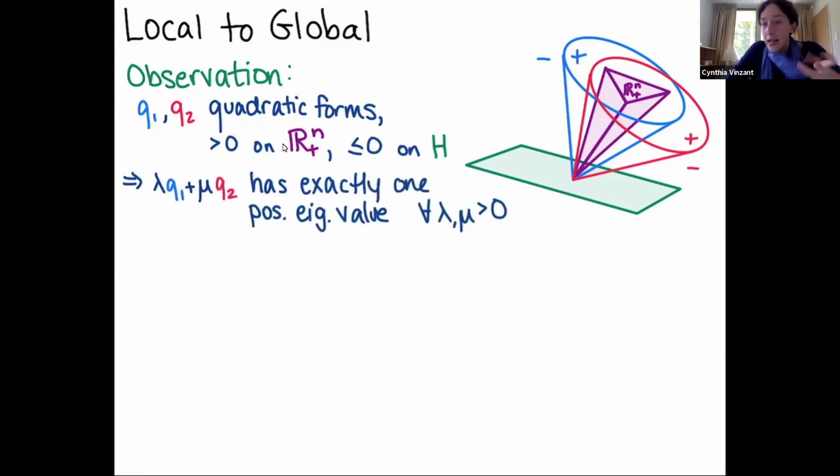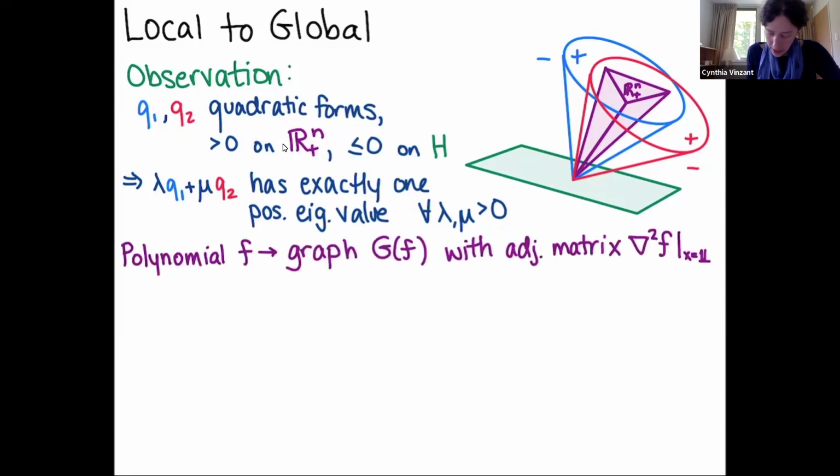So if I take some non-negative combination of them, then the result will be forced to still be positive on the positive orthant and still be negative on this hyperplane. And so in particular, any convex combination will also have this property of having only one positive eigenvalue. And so this gives a method to test finitely many things, like quadratic forms, and then conclude things about their convex combinations. That's the high level idea.